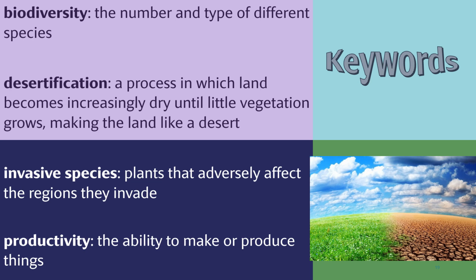Let's look at the previous words and their meanings. Biodiversity is the number and type of different species. Desertification, a process in which land becomes increasingly dry until little vegetation grows, making the land like a desert. Invasive species, plants that adversely affect the regions they invade. Productivity, the ability to make or produce things.